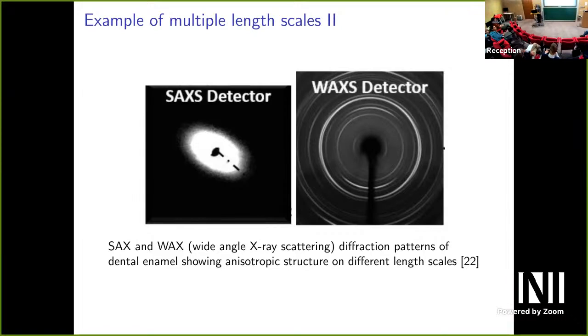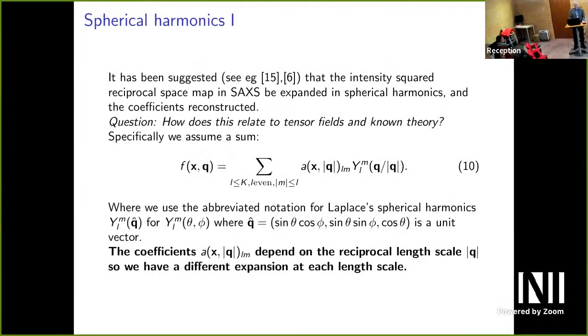And the length scale is quite distinct. Presumably, it's because the dental enamel has crystals in its structure. I guess maybe it's quite obvious that if you have a function on the sphere, and I'm thinking of the absolute value of Q constant, you can expand it in spherical harmonics. Expanding in spherical harmonics is exactly the same as polynomials on the sphere, actually.